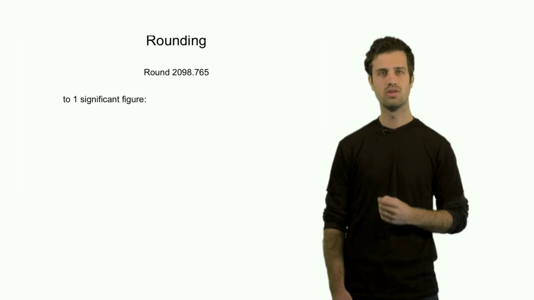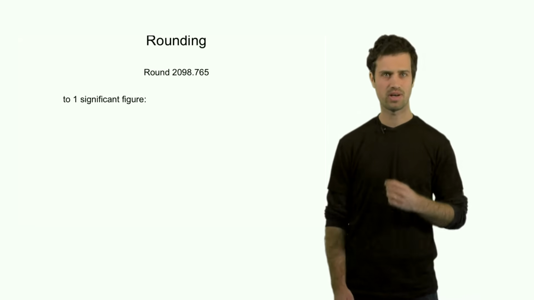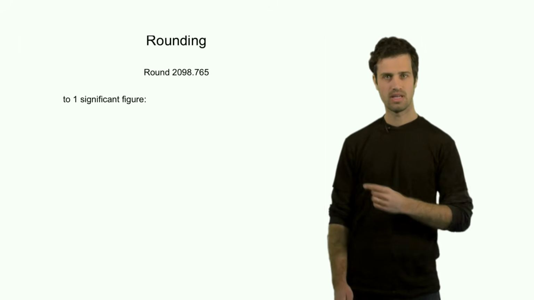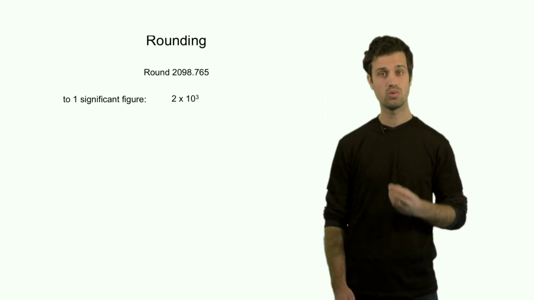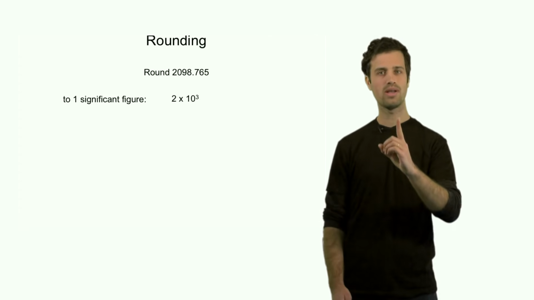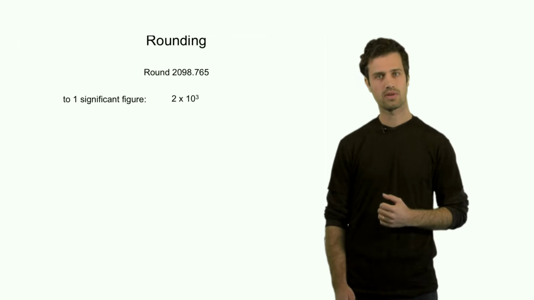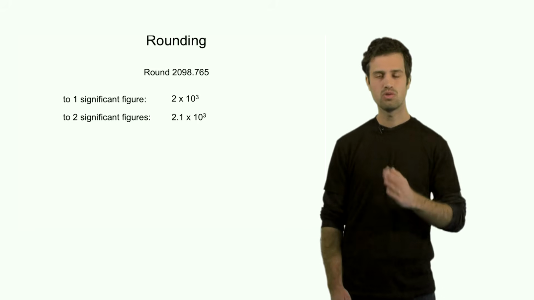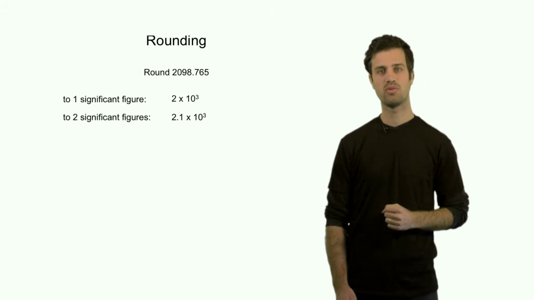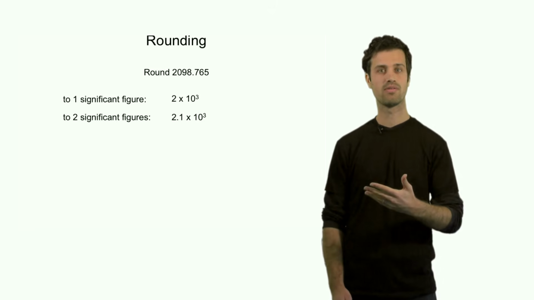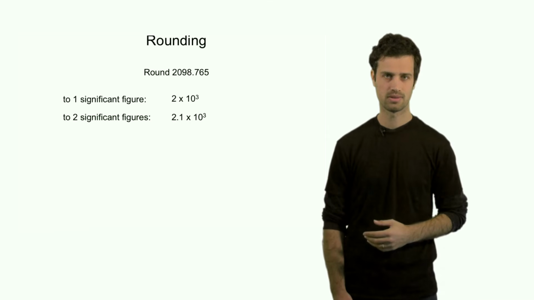For instance, I can ask you to round this number to one significant figure, the number 2098.765. If you have to round this to one significant figure, then we can write this in scientific notation as 2 times 10 to the third. Only one digit remains. Now if I ask you to round this to two significant figures, you'll find the following. 2.1 times 10 to the third. Why is that? Because the last digit to be removed is a 9, which is more than 5. That means the preceding digit is going to be raised by 1. So 2.1 times 10 to the third.